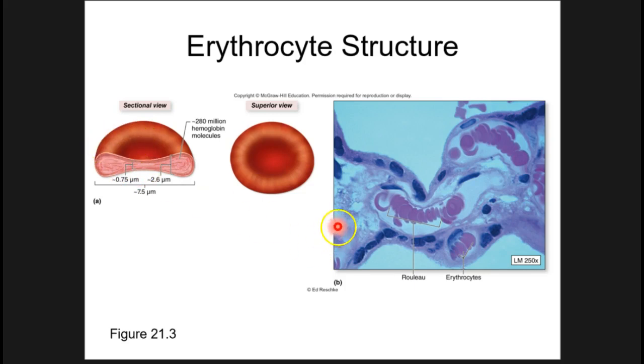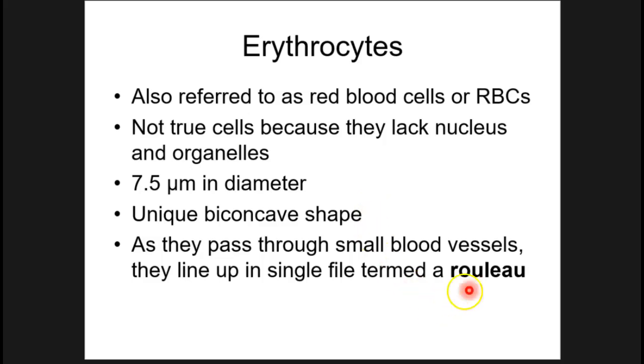Part of the reason that they are so small is that they need to fit through capillary beds. And when we get to blood vessels, we'll talk about what capillaries are and how they are different from larger blood vessels. It's a very small space, and as these red blood cells march single file through capillary beds, they form something called a rouleaux. And probably the candy is named after the red blood cells. I'm just going to guess that.